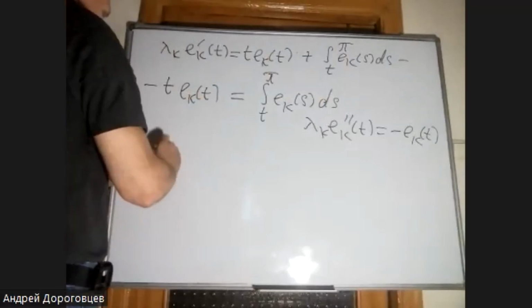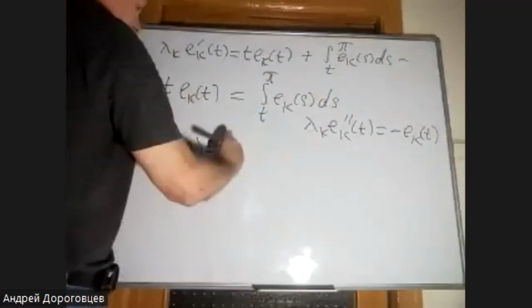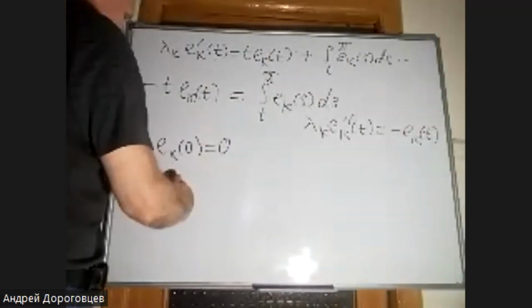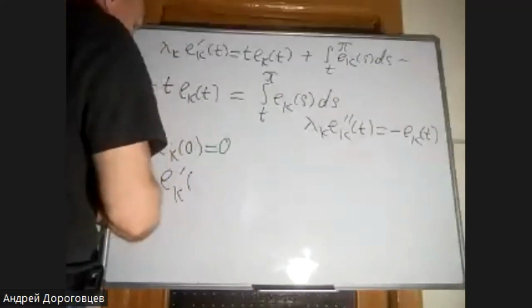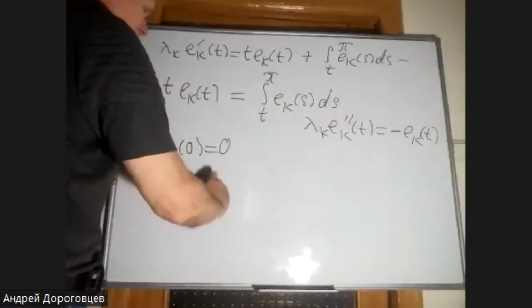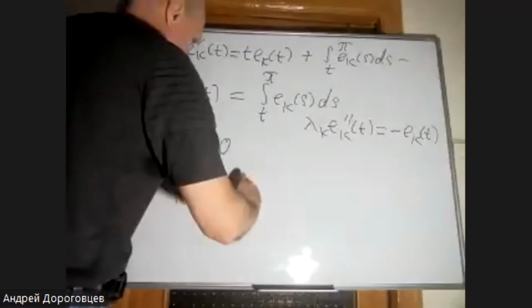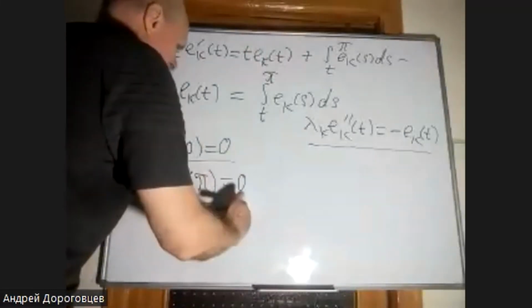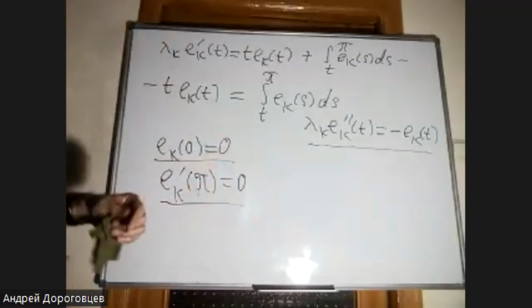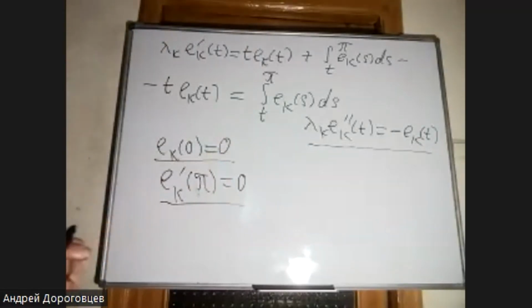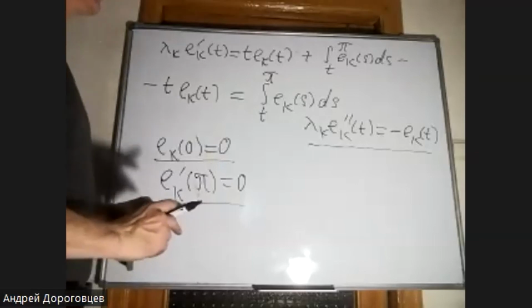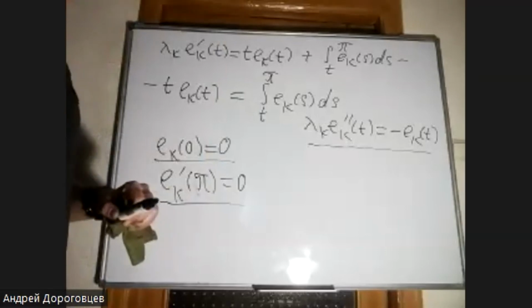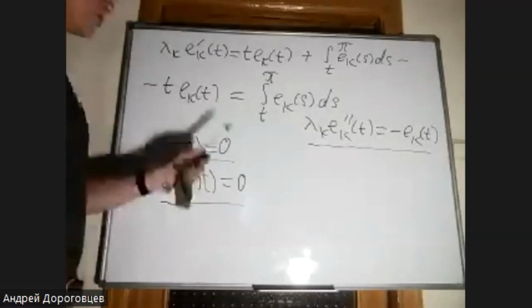Ek of 0 is equal to 0. And from this relation, we have that Ek prime of 0 of pi is equal to 0. Okay, so we have this equation and these two conditions, and now we are able to find all Ek's. And they turn out to be like sine. Let us do it. I think it will be a good exercise for you for the next lecture.